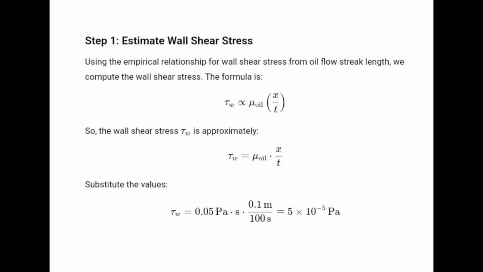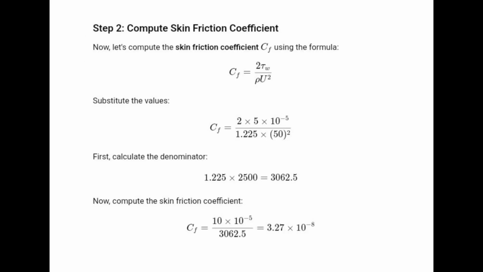Now we will substitute our given values: for mu, the oil viscosity, 0.05 Pascal second, for distance 0.1 meter, and for time 100 seconds. And we will get the answer 5 times 10 raised to negative 5 Pascal. After we get the wall shear stress, we can now compute the skin friction coefficient.